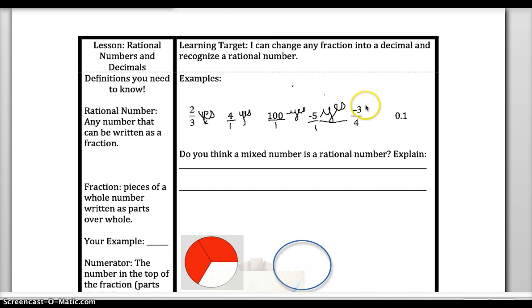Now let's look at this one, -3/4. Can this be expressed as a fraction? Trick question, it already is expressed as a fraction, so this is already a rational number.